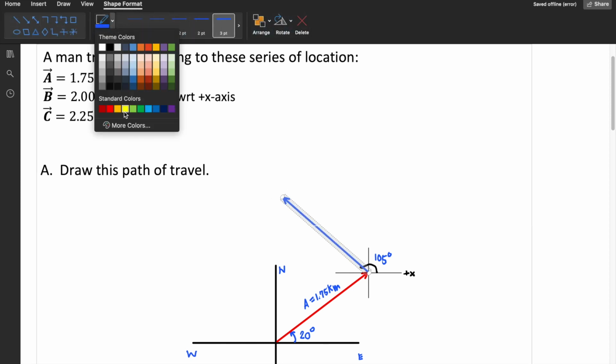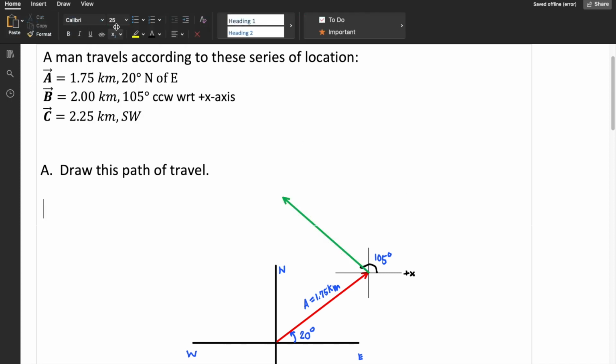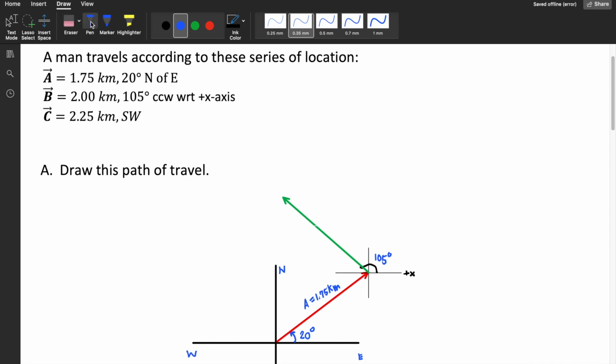We'll color that one green. And don't forget to put some labels. We'll label this one as B vector having a magnitude of 2 kilometers.